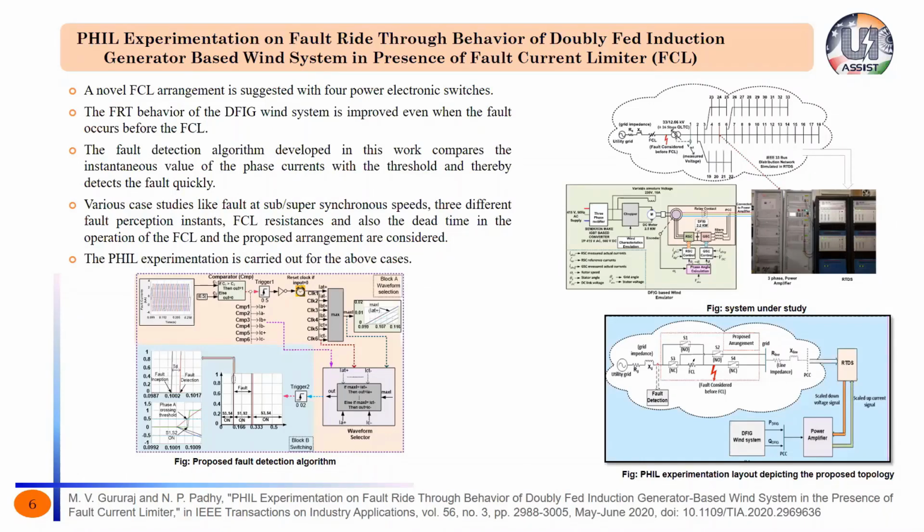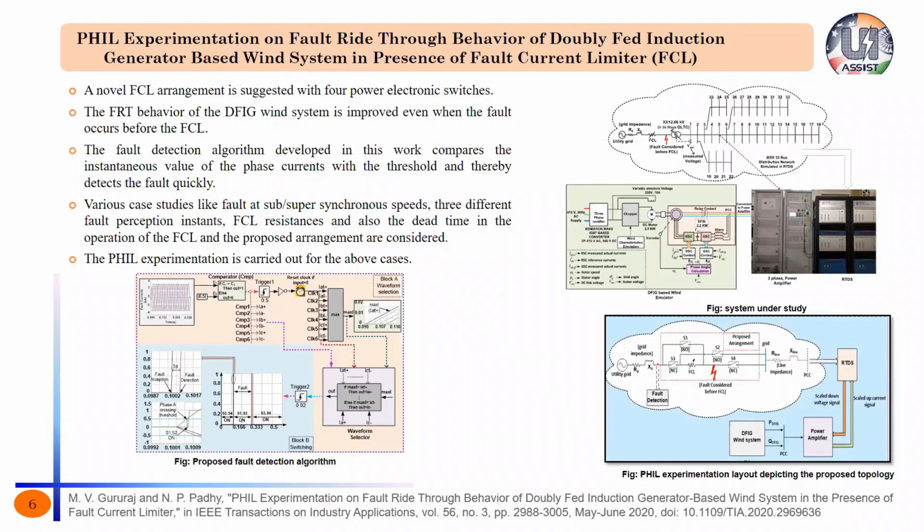Apart from the above problem, I would also like to mention that grid norms always demand that the DFIG wind system stay connected to the grid during a fault and support grid voltage by injecting reactive power into the system. This is what we call fault ride through. In order to achieve this, very conventional mechanisms such as crowbar protection were adopted earlier.